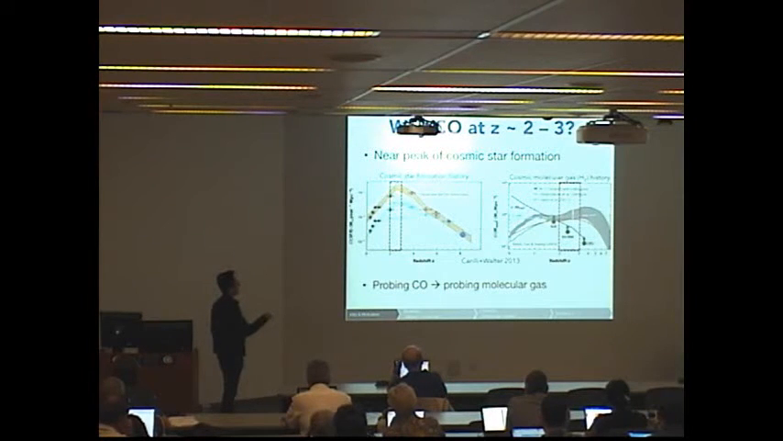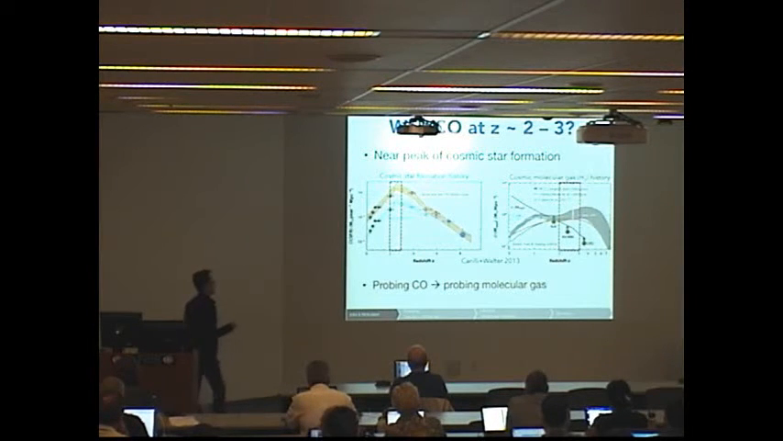On the right, I've shown a similar plot for the molecular gas history. The thing to note in this plot is that almost everything here is modeled, and there's precious little data here, right? And so if we can probe CO in this redshift range, then we can probe molecular gas in galaxies in this redshift range, and then probe the fuel for star formation in this redshift range.